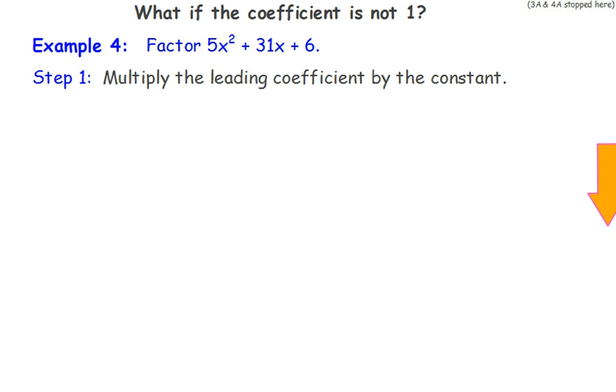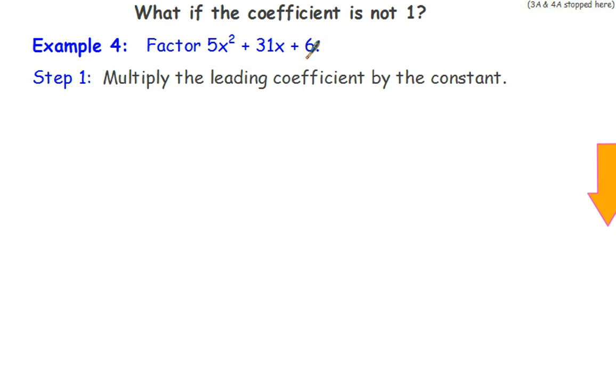Okay, different kind of problem right here. It says, what if the coefficient is not 1? What do we do? So go ahead, write this example down. This is going to be different than the other ones we just looked at. So it says factor 5x squared plus 31x plus 6.